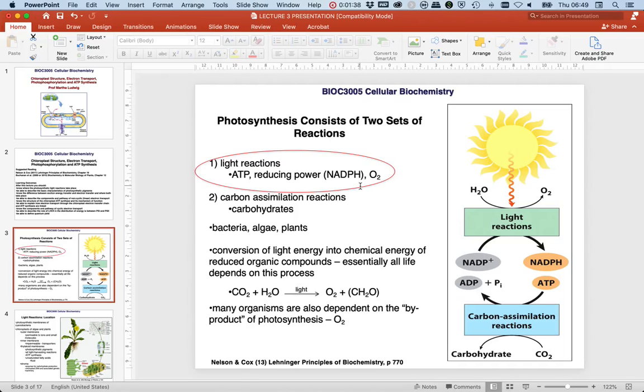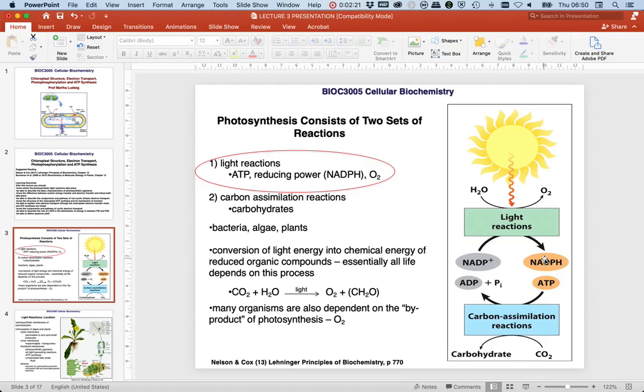All right, that's where we see ATP being made, reducing power in the form of NADPH being made, and also oxygen being generated. And that, again, is illustrated in the cartoon, where we have sunlight hitting the light reaction mechanisms, the machinery in the chloroplasts, and then oxygen being released, NADPH being produced, as well as ATP. And those products of the light reactions are then used in the carbon assimilation reactions that we'll talk about in the next lecture.